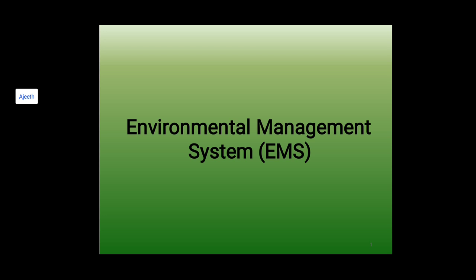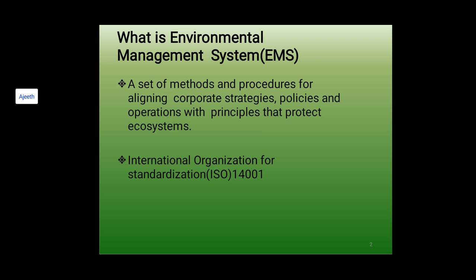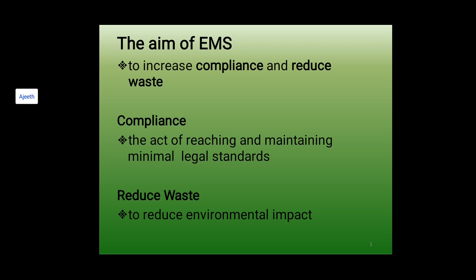What are the cycles which are taken into consideration in an environmental management system? We'll see here. So what is an environmental management system? It is a set of methods and procedures for aligning corporate strategies, policies and operations with principles that protect the ecosystem. So EMS has an ISO standard, right? It has to protect the ecosystem while corporate companies do any projects or policies. That standard is nothing but ISO 14001.